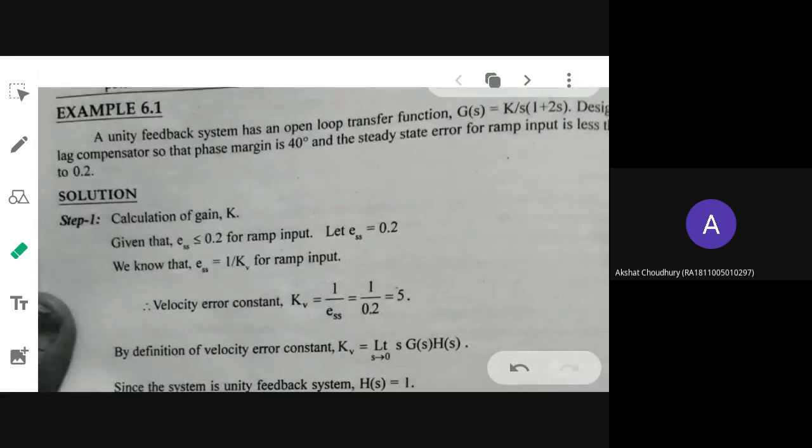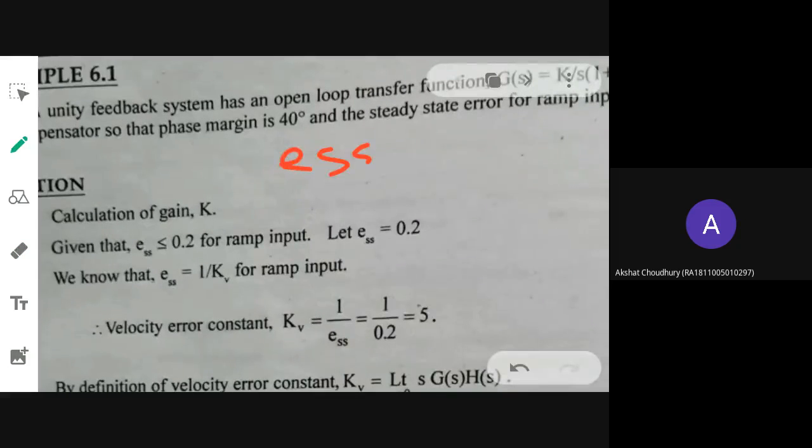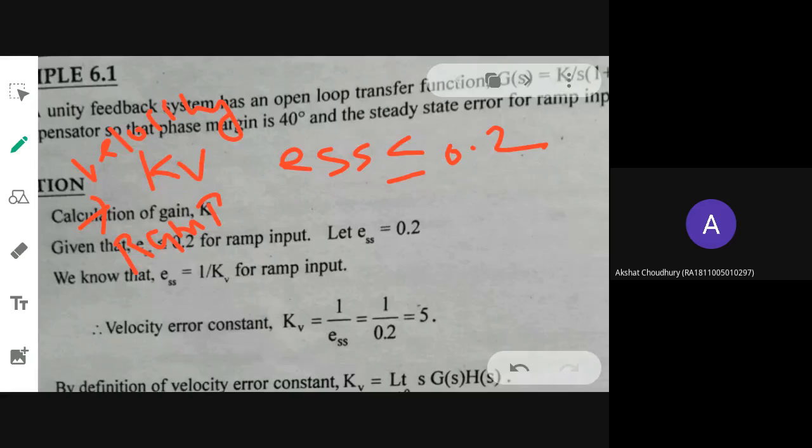For that they have given one data, that is ESS less than or equal to 0.2, and the ramp input is specified. For a ramp, the corresponding constant is velocity. You have known three static error constants: Kp, Kv, Ka. Ramp input means velocity error constant. Step is specified means position error constant. Parabolic means acceleration error constant. So for this problem, ramp input is specified, so you need to determine Kv.